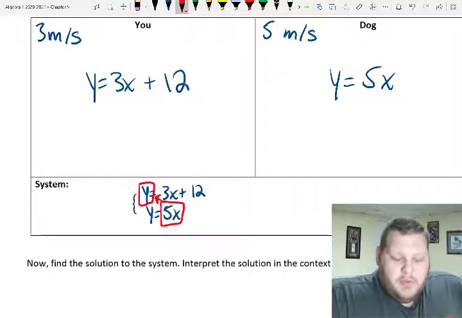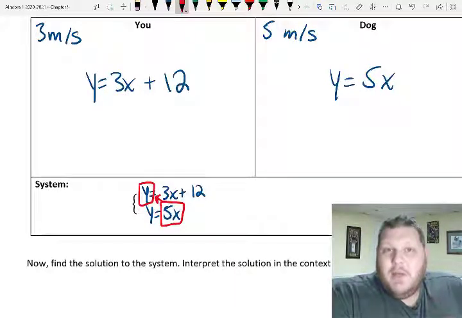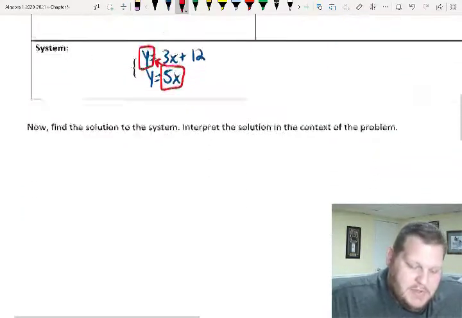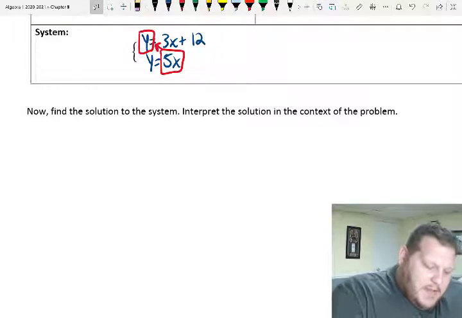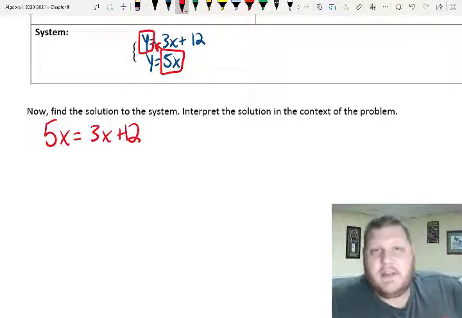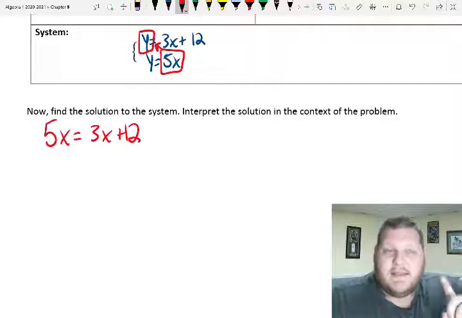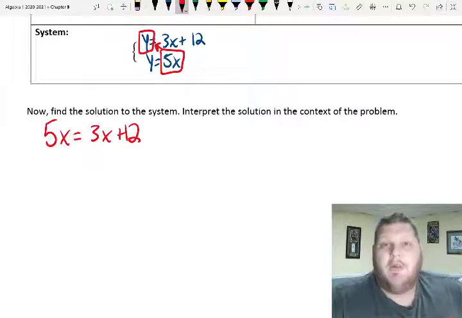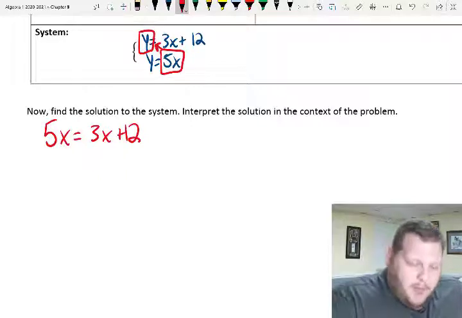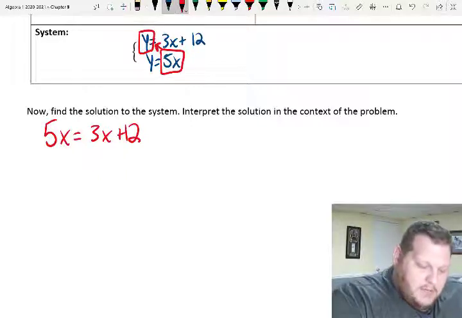So what I'm going to do is replace that y value in my top equation with a 5x. When I do that, which I'm going to scroll down here and make some space, when I do that substitution, I end up with 5x equals 3x plus 12. And if you notice, now I have an equation that has a single variable. I'm totally happy solving those. As soon as I'm down to just a single variable, I can solve for x, no problem. We've been doing that since August.